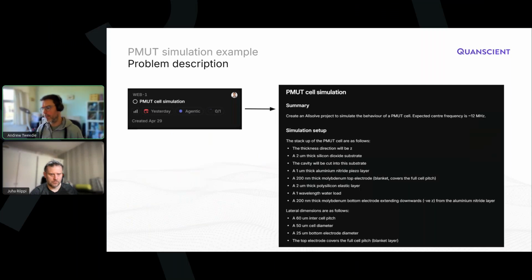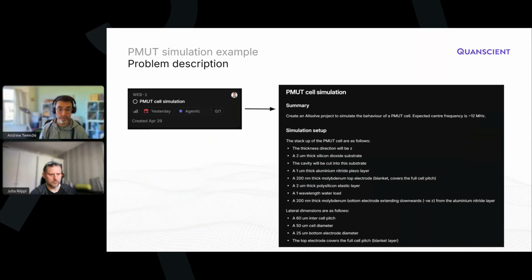what does this look like in practice? So I've created what they call issues within Linear. And it describes the task that I want to perform. So we're going to set up a PMUT cell simulation. And the description here gives an idea of the center frequency. It gives a text-based description of the stack up and the lateral dimensions.